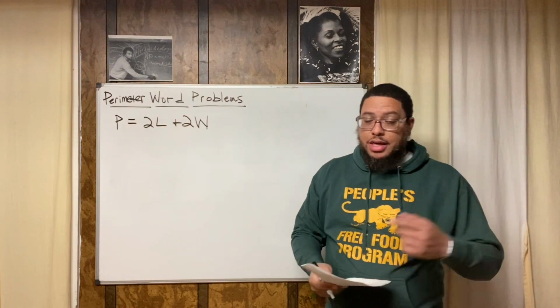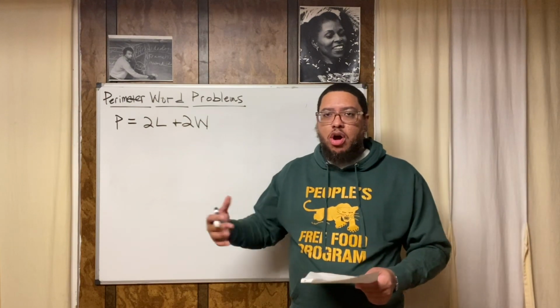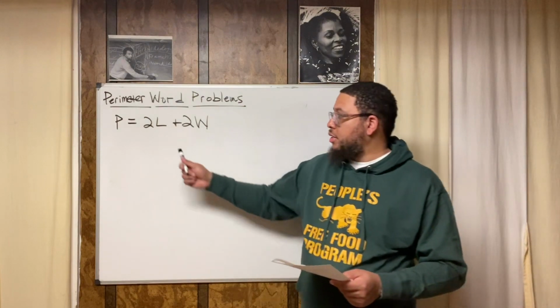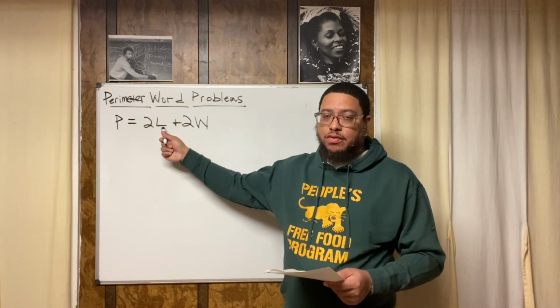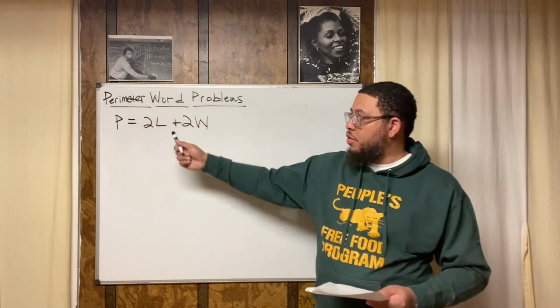Then from there, you go back to the word problem and you look and see what information do I already know. So I know that the length is 30. So this letter L stands for length. In the next step, we're going to replace that with the number 30.